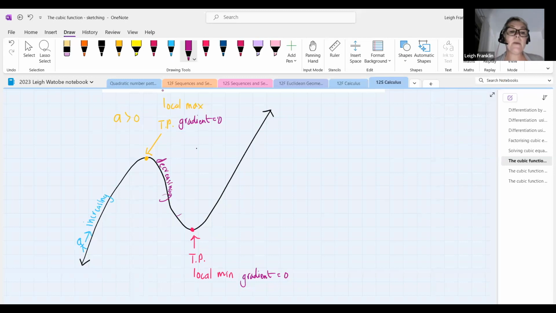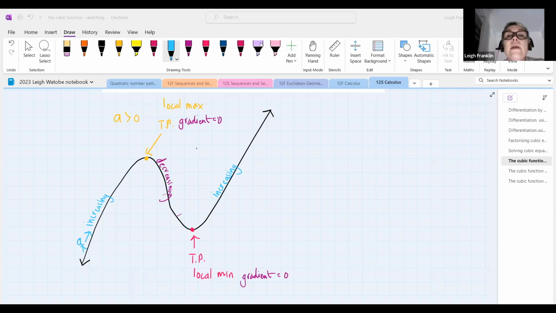Then I would get to my pink turning point and my graph changes direction again, and now I begin walking uphill. So again, I am increasing. The gradient changes depending where on the function you are. It increases initially to your local maximum where the gradient is 0. Then your graph changes direction, your gradient is decreasing to your next turning point, your local minimum. And then it changes again and it becomes increasing.